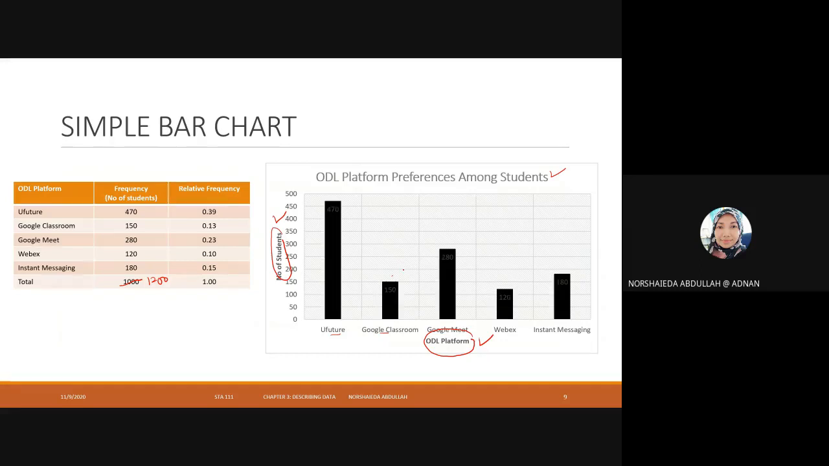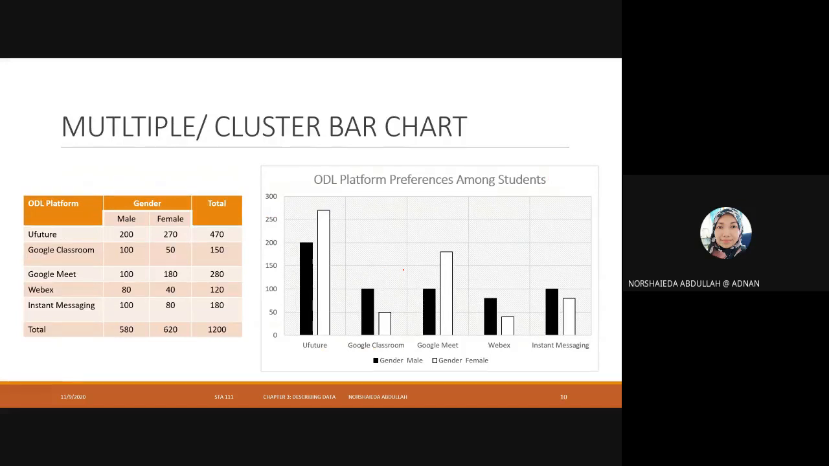Right. The second type of bar chart, multiple or cluster bar chart.